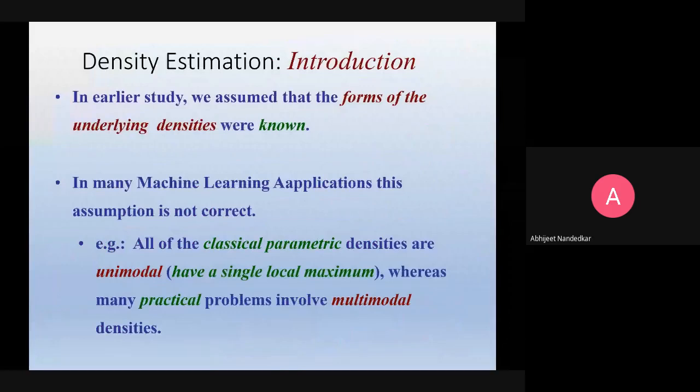So in earlier study, we assumed that the form of underlying densities are well known to us and we estimate their parameters only. So parameters are calculated from data. So that is called a parametric method.